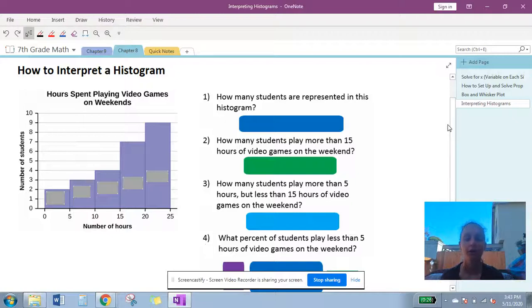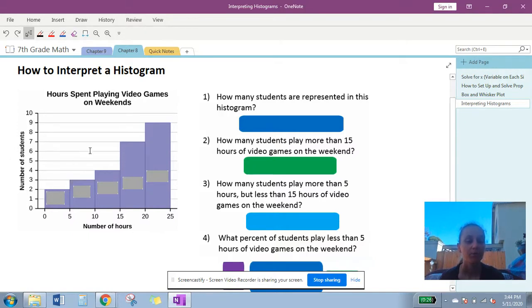Okay, in this video, we're talking about how to interpret a histogram. We're not going to worry about making them in 7th grade, but we're just going to worry about answering questions by looking at them. So this one's about hours spent playing video games on the weekends. Here you can see that we have the number of hours on the x-axis, and then we have number of students on the y-axis.